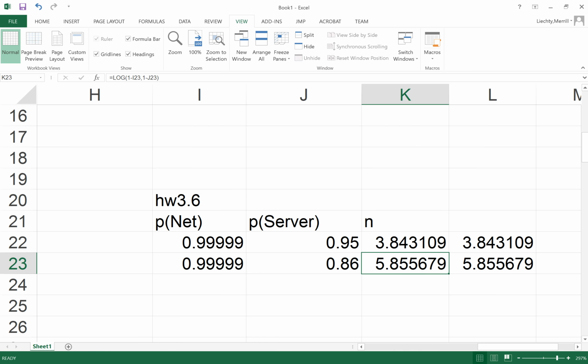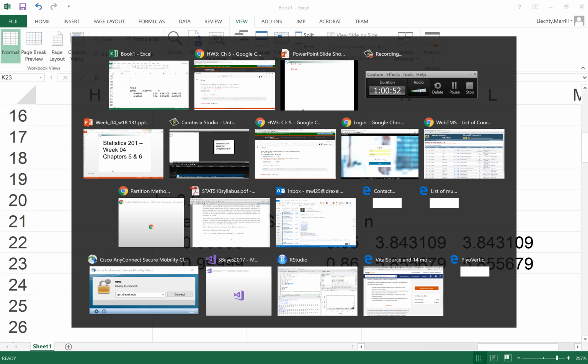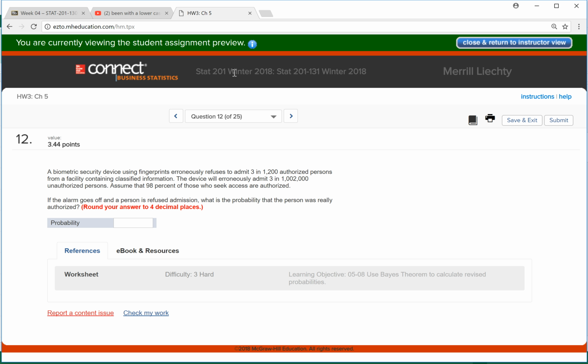So this is, first of all, we're told that, what are we told? Erroneously refuses to admit. Okay, so somebody is not admitted given that they're authorized, and the probability of that happening is 3 divided by 1,200. I got that number right? Yeah, 3 over 1,200.